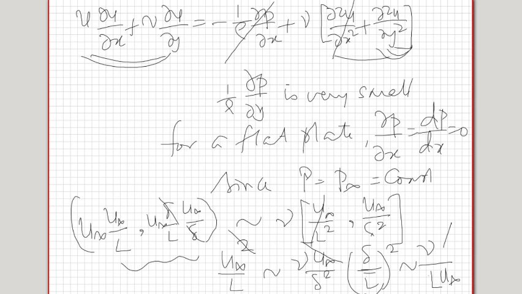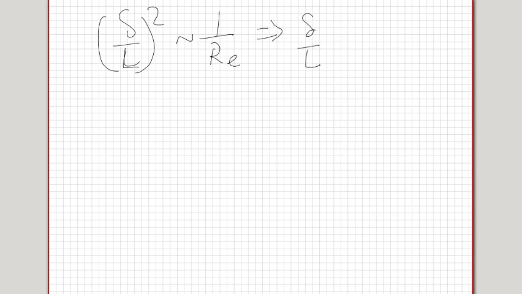So this is 1 over Re. So my delta by L the whole square is of the order of 1 by Re. Okay, so that is the result that I have got from here. So I'll write that on the next page. Delta by L the whole square is of the order of 1 over Re, which basically implies delta by L is of the order of Reynolds number to the power of minus half.